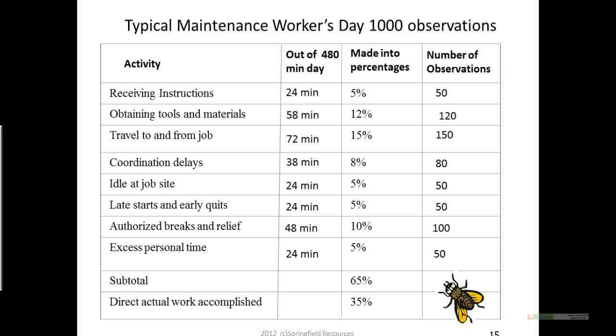Coordination delays can frequently be changed by scheduling the other resources that you would normally wait for. But this is where your opportunities are. When you start to look at your indirect time, you start to see, oh my, this is like 72 minutes of travel. Well, maybe we should get another pickup truck.